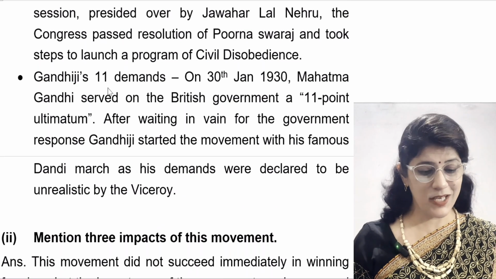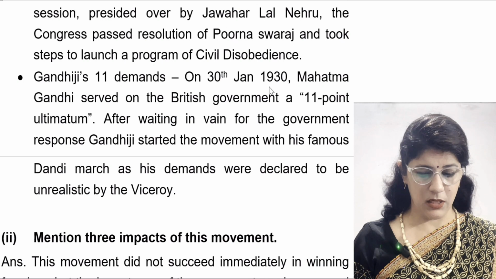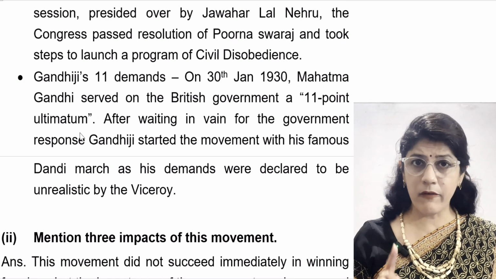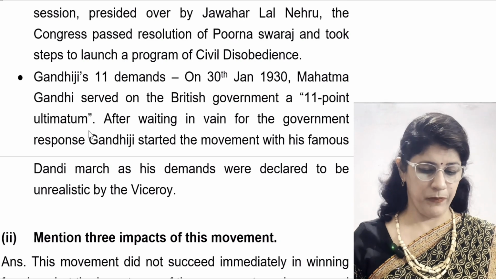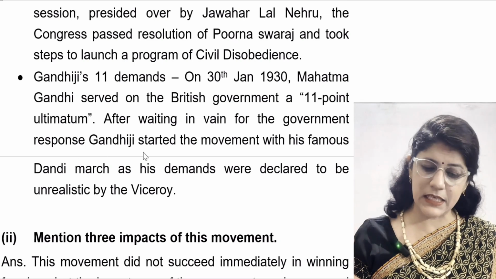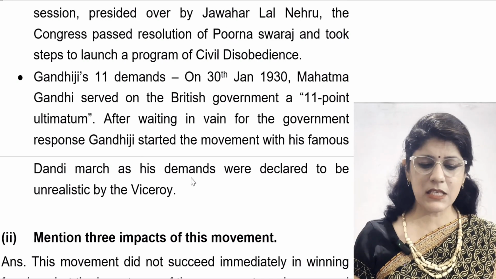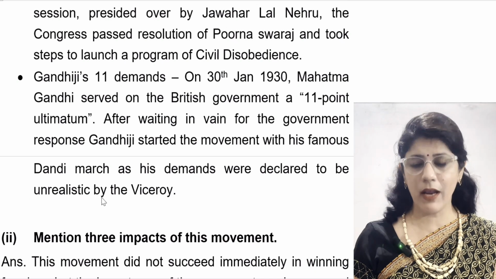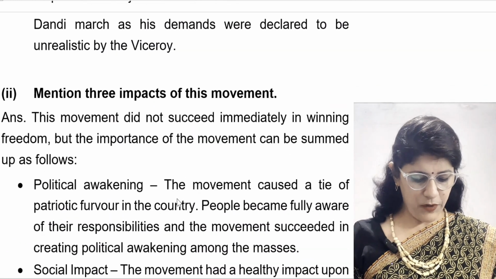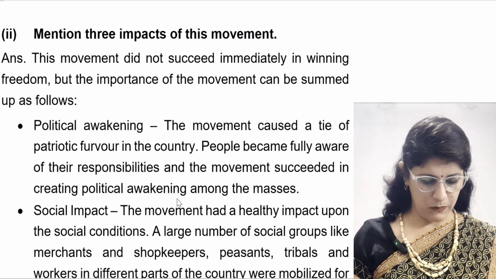Next is Gandhiji's 11 demands. On 30th January 1930, Mahatma Gandhi served on the British government a 11-point ultimatum. After waiting in vain for the government's response, Gandhiji started the movement with his famous Dandi March as his demands were declared to be unrealistic by the Viceroy. These are different causes. You have to write only 2 causes for this movement.